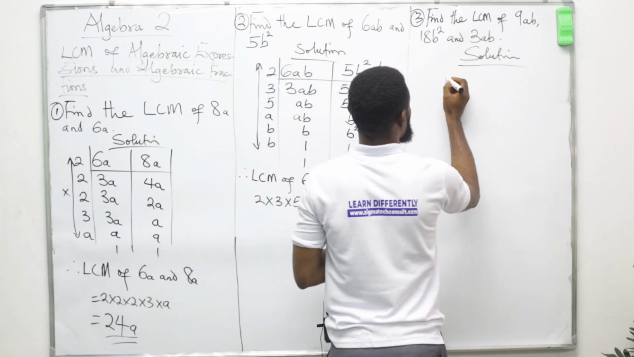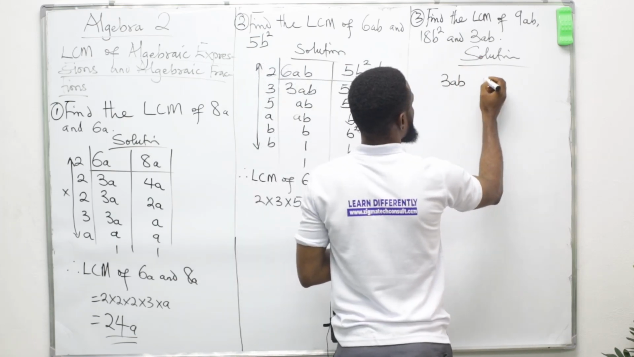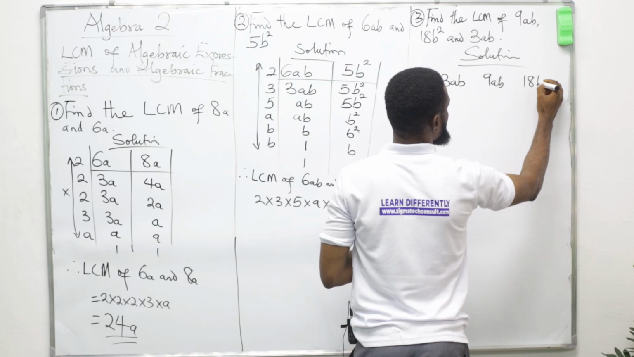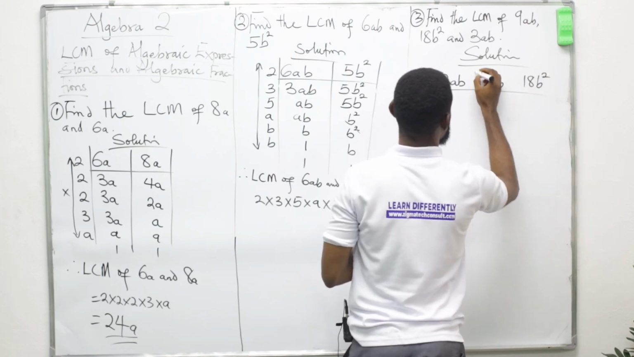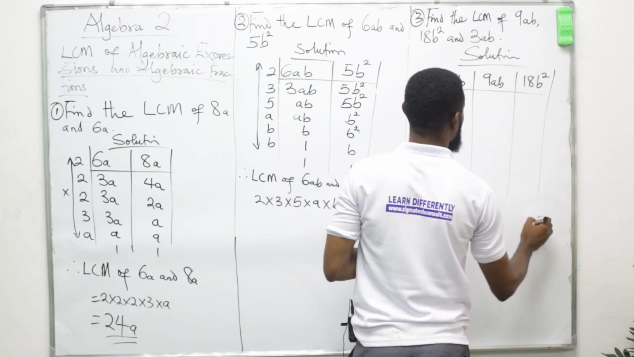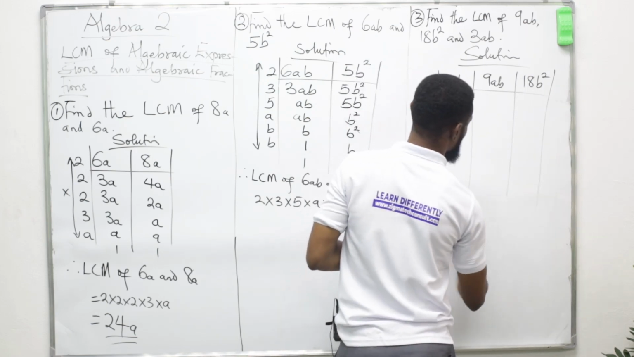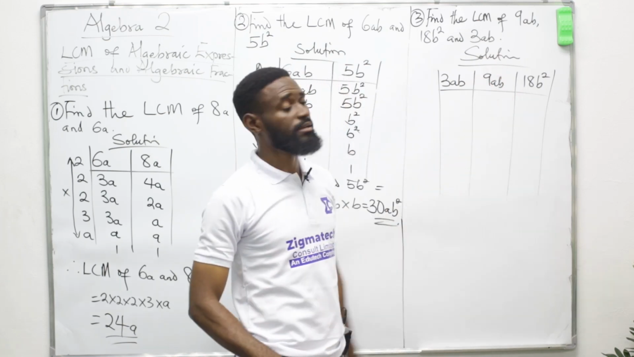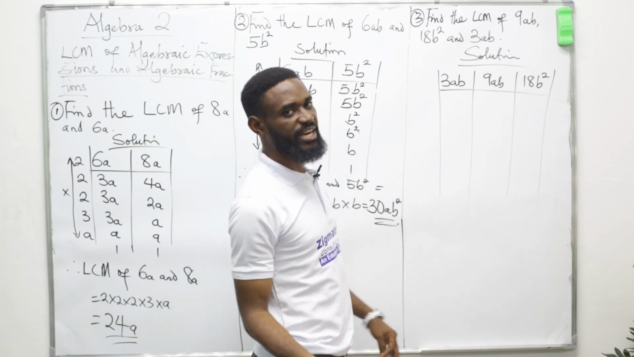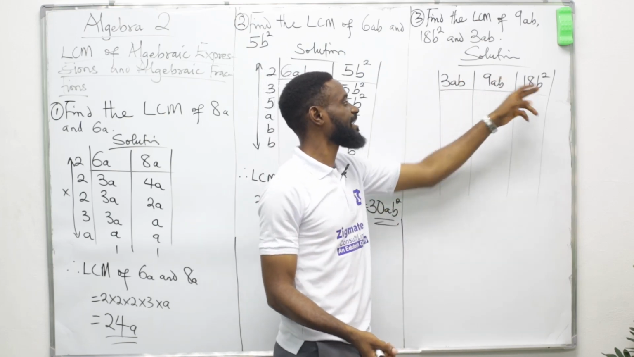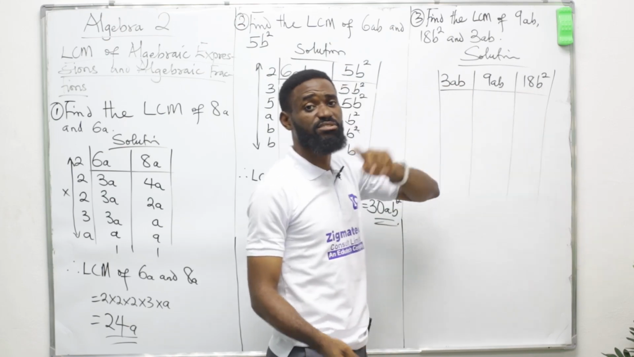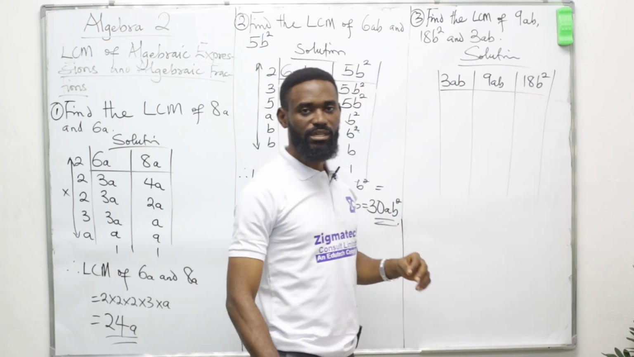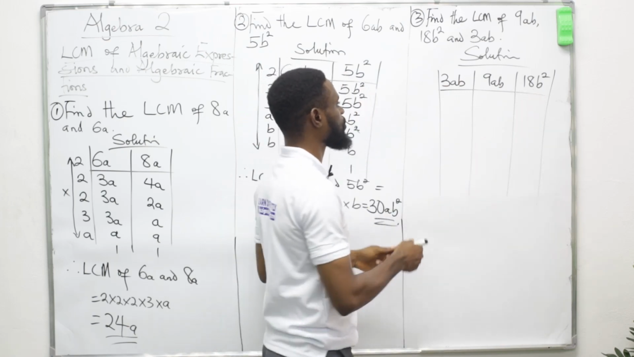So 3ab, we begin with 3ab, then we have 9ab, then we have 18b squared. So all these, we box them, okay? Yeah, so let's go. We look at the 3 numbers or quantities given. They have common factors. 3 is a common factor here, here, and here. In the sense that 3 can divide 3, 3 can divide 9 without remainder, 3 can divide 18 too without remainder. Is that okay now? Okay, so we have 3.